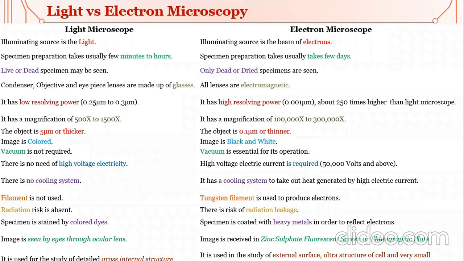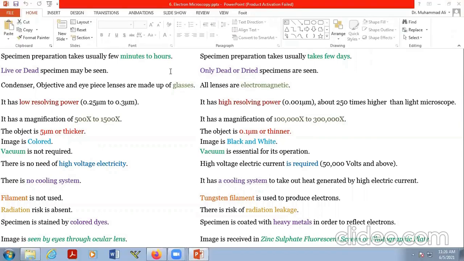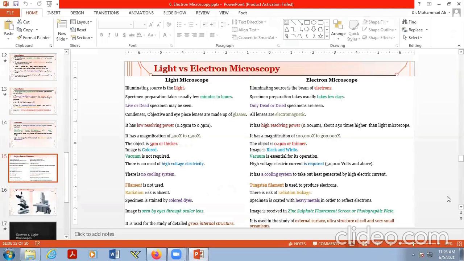Okay, the light microscope is used for the study of detailed internal structure, and we can observe organisms of about 5 micrometers. But the electron microscope is used to study the internal structures. With the scanning electron microscope, we can observe the external structure of the organisms, and through the transmission electron microscope, we can observe the internal structures of the organisms as well.